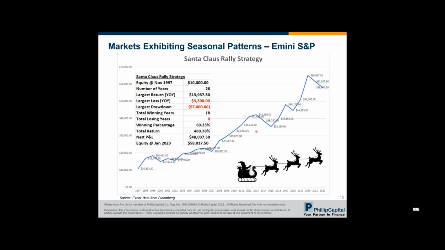I've tested this simple strategy from 1997 to 2022. And you can see that there's a 70% bias for the S&P 500 to rally between Thanksgiving week all the way until after New Year's Day. So when we apply a simple money management strategy, this strategy can produce a gross return of 480% over the past 26 years.